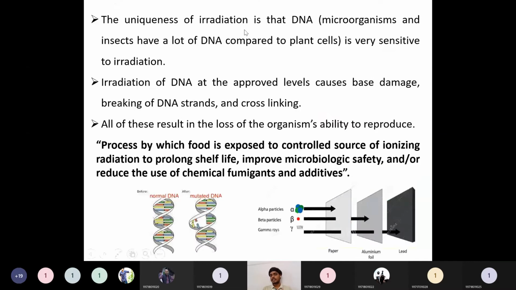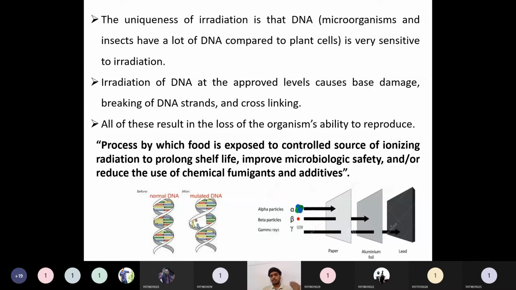Then the uniqueness of this irradiation is DNA damage. It will cause DNA damage. These are called DNA strands. The normal DNA of any living organism will be like this. When we pass this irradiation, it will create some damage to the DNA strands. Then obviously DNA mutation will happen inside those microorganisms.